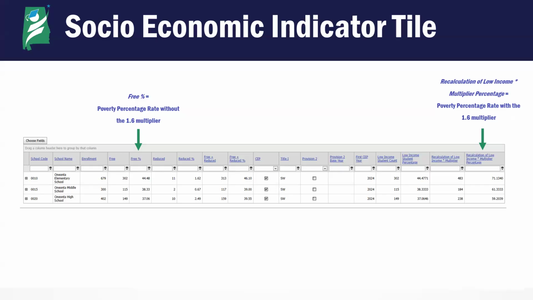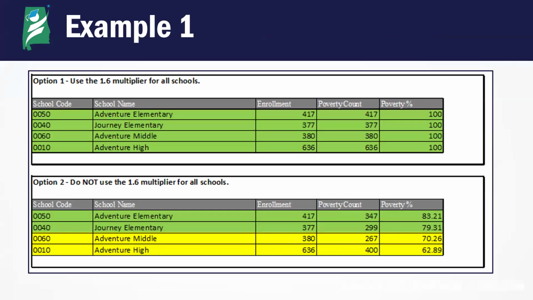Okay, we're going to look at a few examples. And you can do this with your own poverty data. So in example one, we're looking at a fictitious LEA and with some fictitious schools. And you can see this top half is use the 1.6 multiplier for all schools. That's going to be that recalculated times the multiplier column. And then the bottom half, where it says do not use the 1.6 multiplier for all schools, that's going to be that free percentage column.